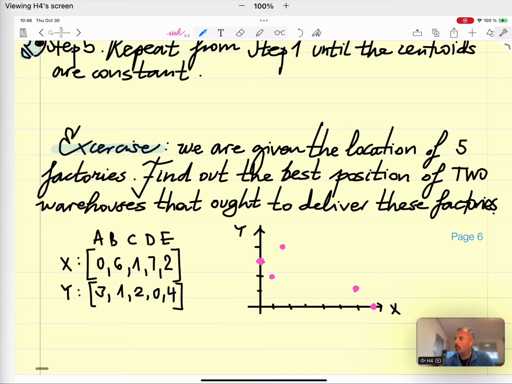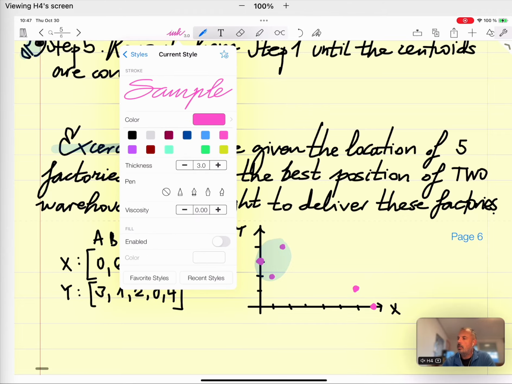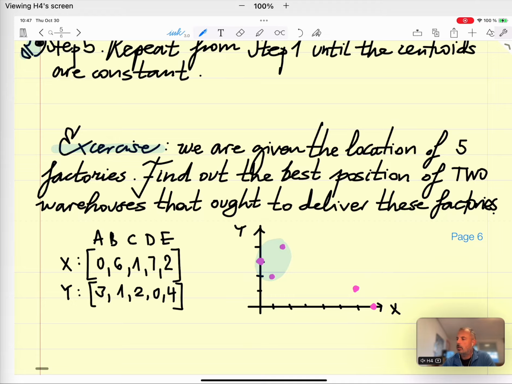Okay, so intuitively, what we got is two groups. This is just intuition, okay? Somewhere our first warehouse will be there. Our second warehouse will be somewhere here, okay? Does it make sense? But this is just intuition.